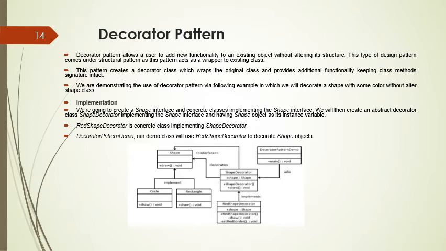We use the decorator pattern via the following example in which we decorate a shape with some color without altering the shape class. We create a shape interface and concrete classes implementing the shape interface. We will then create an abstract decorator class, shape decorator, implementing the shape interface and having the shape object as its instance variable. Red shape decorator is concrete class implementing the shape decorator. Decorator pattern demo is the demo class which uses the red shape decorator to decorate the shape objects.